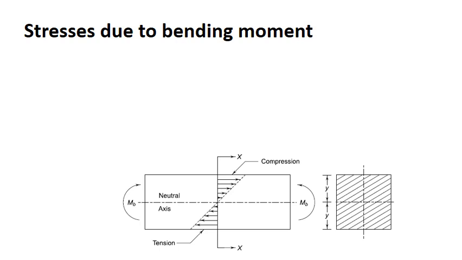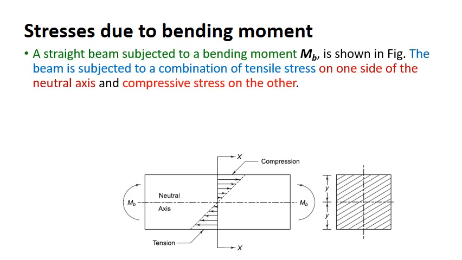Now let's look at a case where we have a different type of external force. Rather than the axial force, we have the bending moment. You take a member and apply the bending moment on either end. Its cross section is rectangular. So a straight beam here is subjected to bending moment M suffix B.